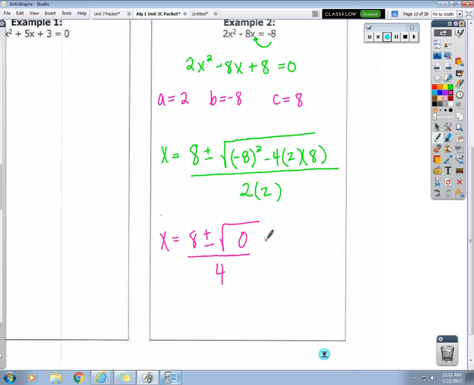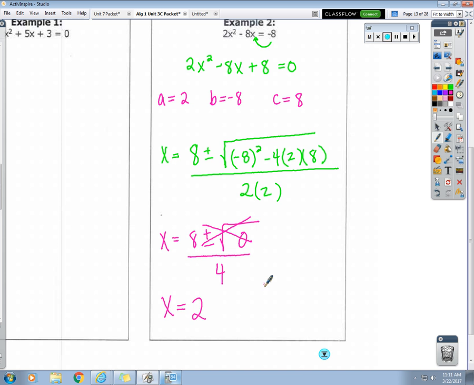4. Okay, so what is the square root of 0? 0. So is it going to make a difference if you do 8 plus 0 or 8 minus 0? So we can basically at this point just ignore all that because it's not going to do anything to the 8 by adding 0 to it or subtracting 0 from it. So the final solution is just 8 over 4, which is 2.